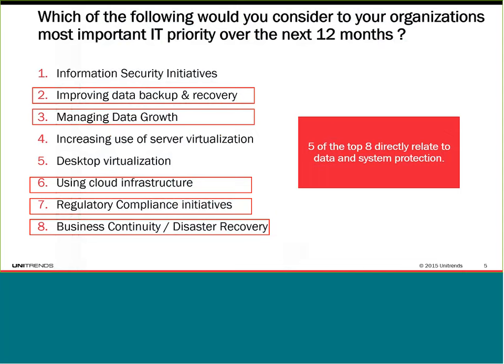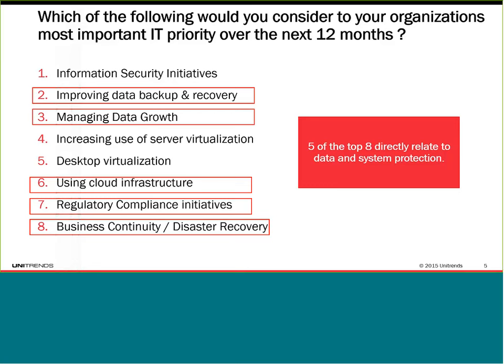And that's showing up in a lot of recent surveys. This chart that I have up here is from the research organization ESG, where they asked, what would you consider your organization's most important IT priority over the next 12 months? Once you get past the obvious security initiatives, which are critical to everybody, we instantly start getting into a lot of things that are directly related to data and data backup, recovery, and continuity. Number 2 is improving data backup and recovery. Number 3 is managing the growth of all the data that we're creating.